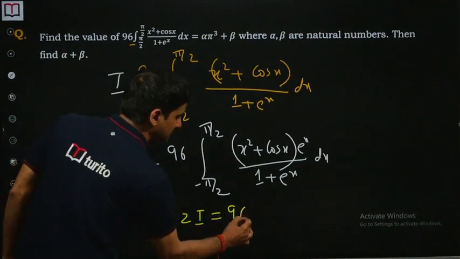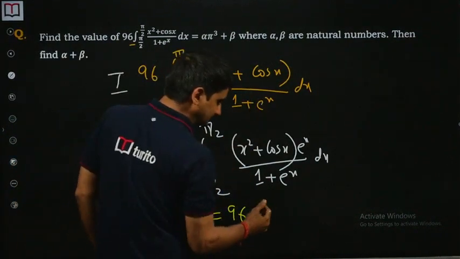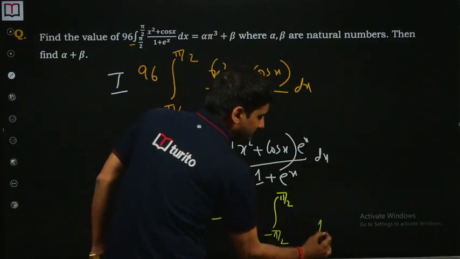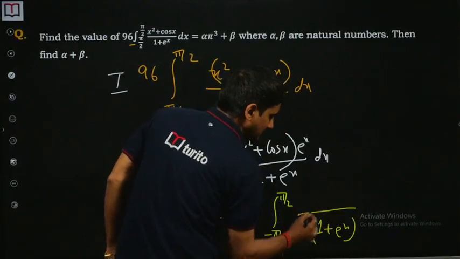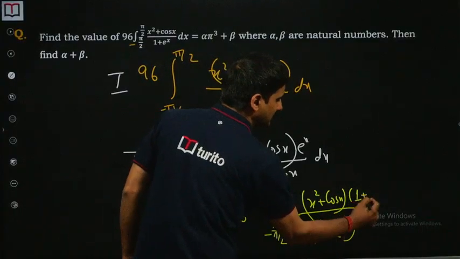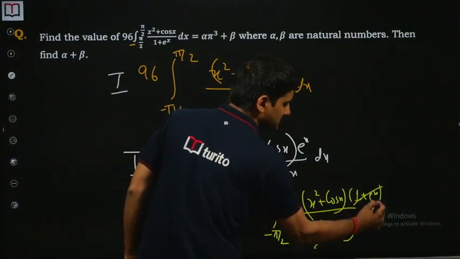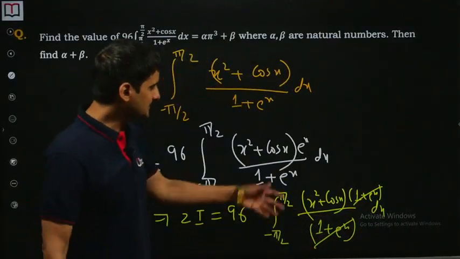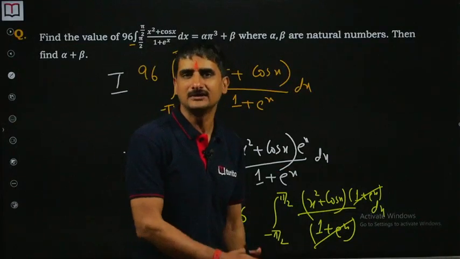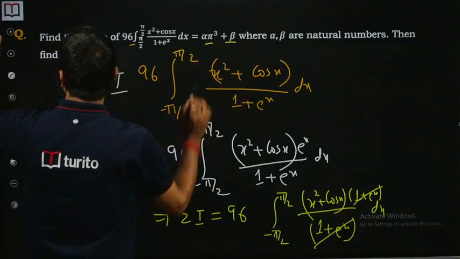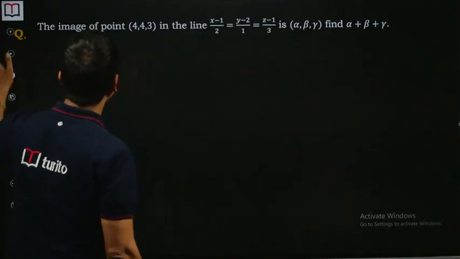So 2I is equal to 96, and when you add up, it's minus pi by 2 to pi by 2, 1 plus e raised to the power x here, and then x square plus cos x is common, and then you have 1 plus e raised to the power x, and then we can very easily integrate it. So integral of x square is x cube by 3, and integral of cos x is sin x from minus pi by 2 to pi by 2, and that's it. Then you can compare it whatever you need, and we have alpha and beta here.